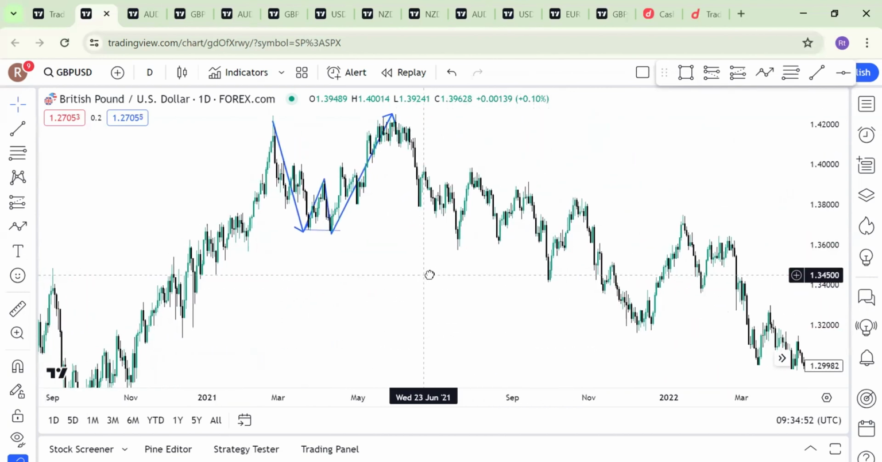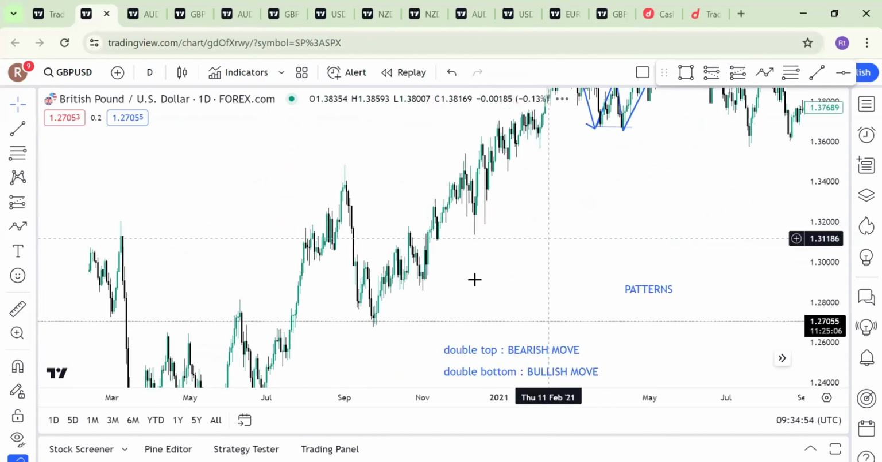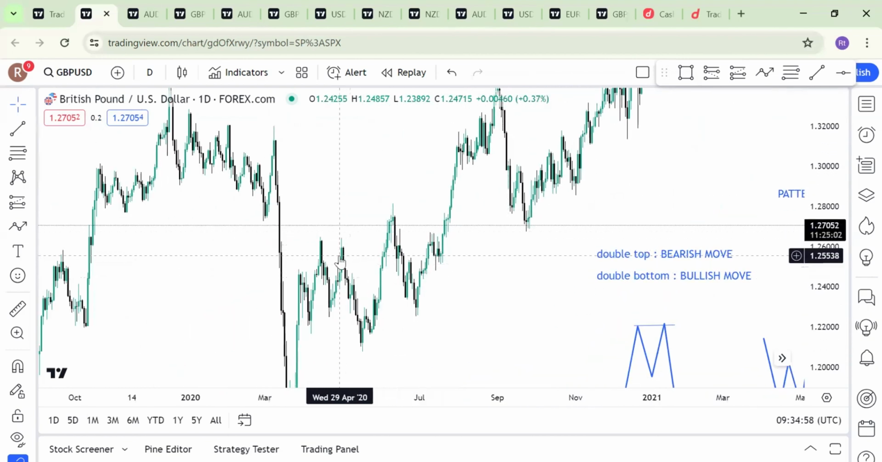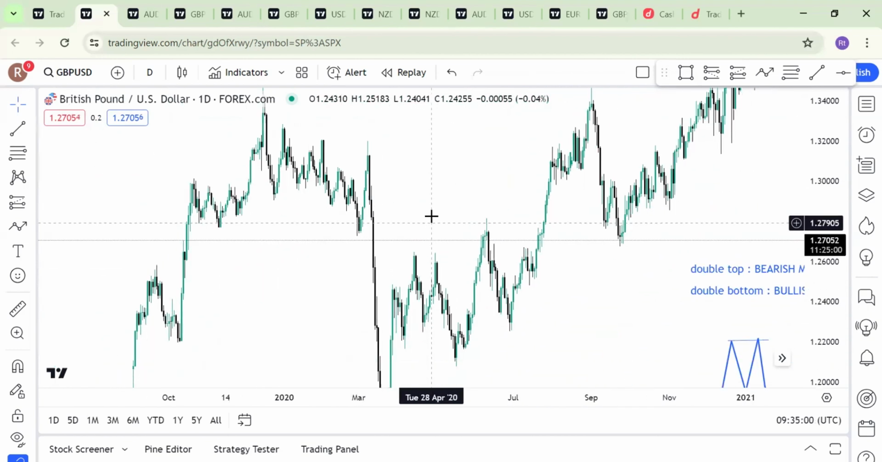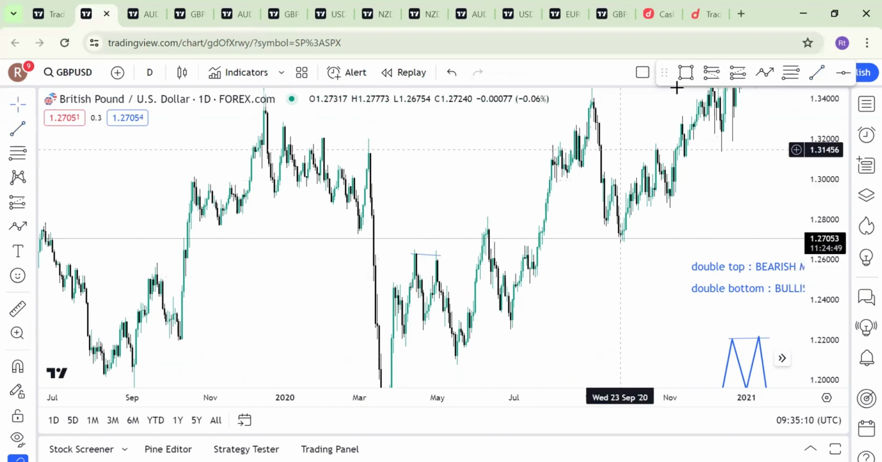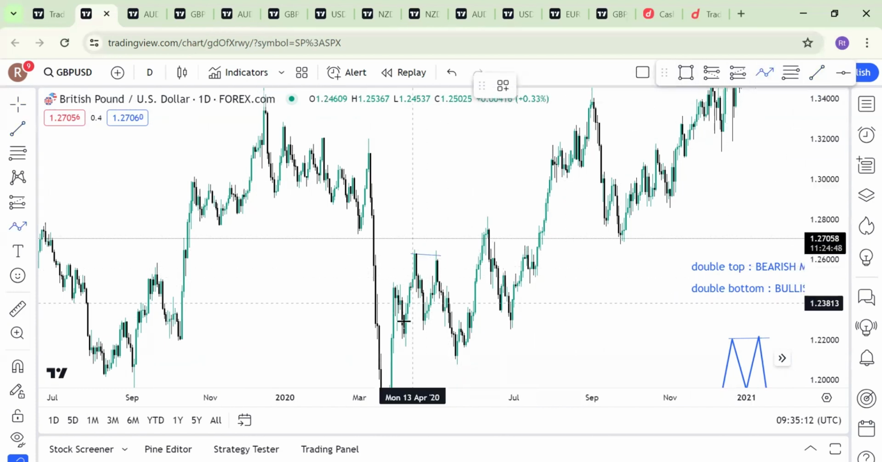I want to give you a perfect example of a double top, something that you will use and remember, that whenever you see it, you will remember, okay, this is an example of a double top. You can see it right here. Let me draw it for you. You can see it right here, then boom.